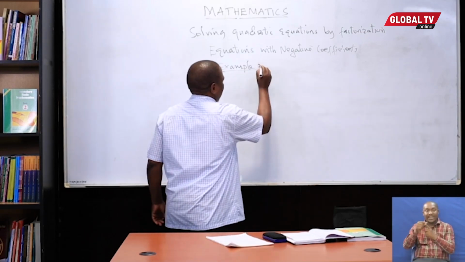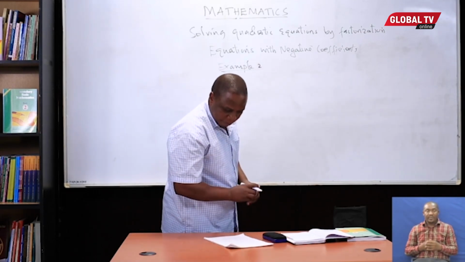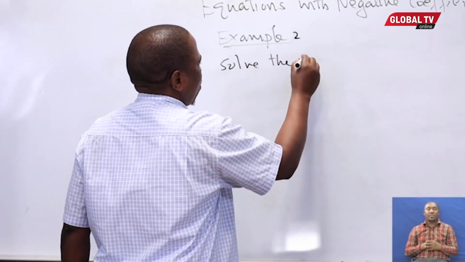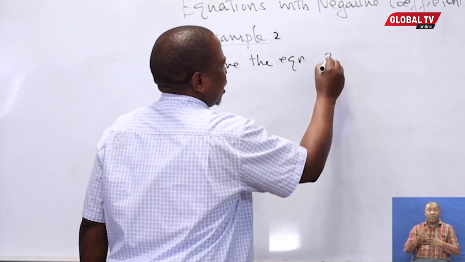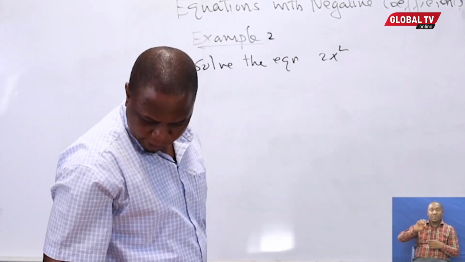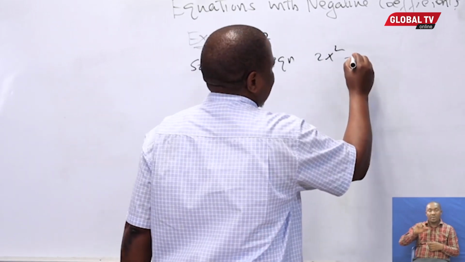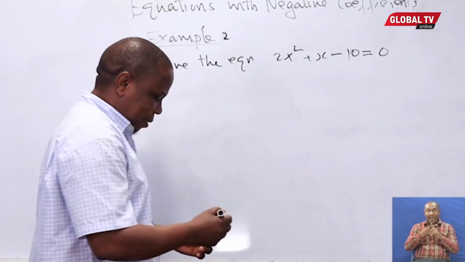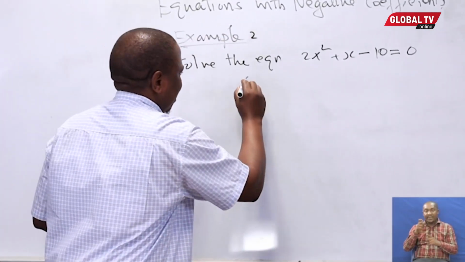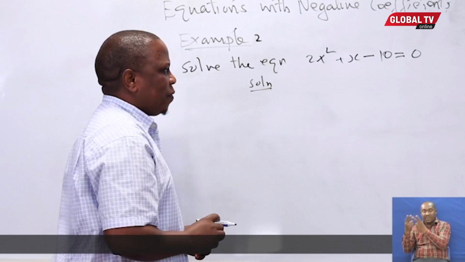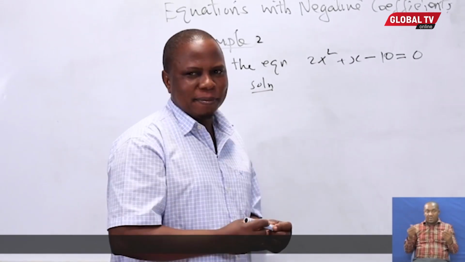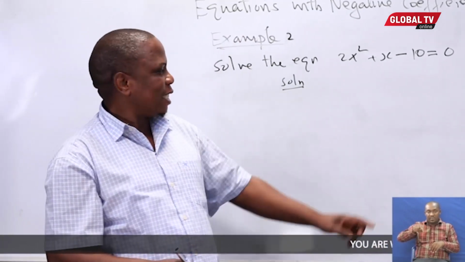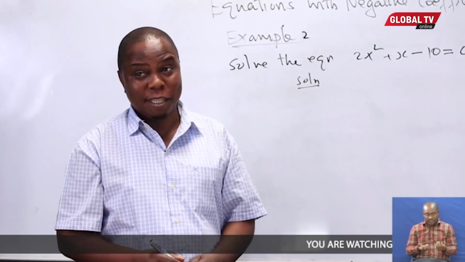We have this example number 2 here. Let's say we solve the equation 2x squared plus x minus 10 is equal to 0. Solution to this one. Our solving here should involve splitting the middle term. The challenge here is that our middle term has coefficient 1. I don't know how 1 can be split.